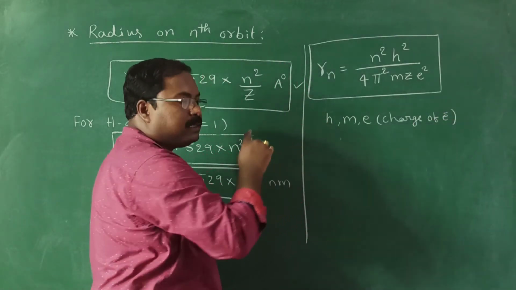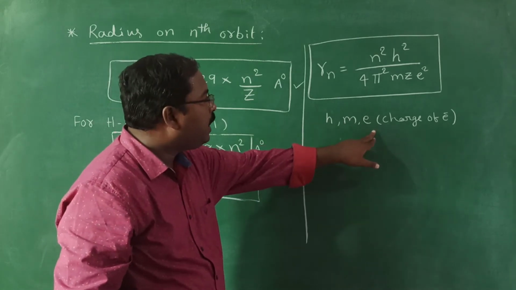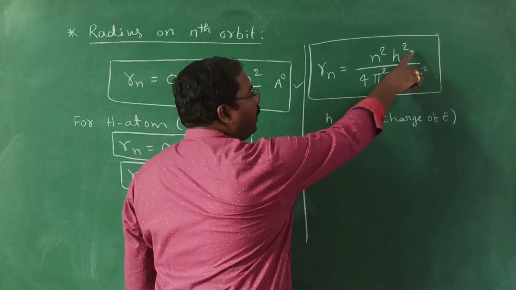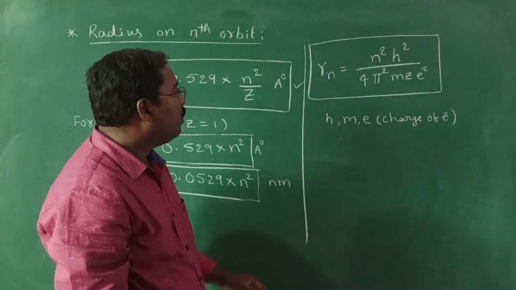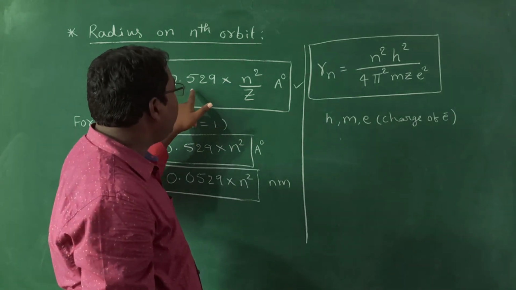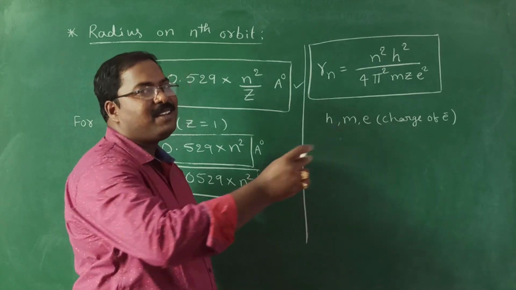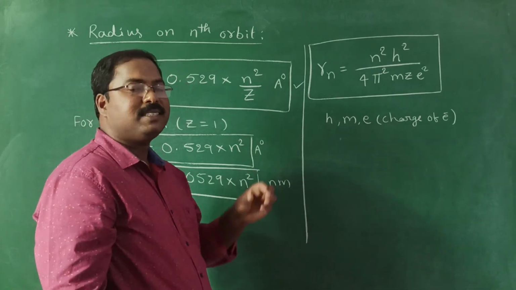Okay, h means Planck's constant, m is the mass of the electron, e is the charge of the electron. When you substitute all these, 4 pi square and everything, we are going to get 0.529. If you want to cross check, you can do it in your free time. Now, it is a waste of time to substitute all these things and derive.